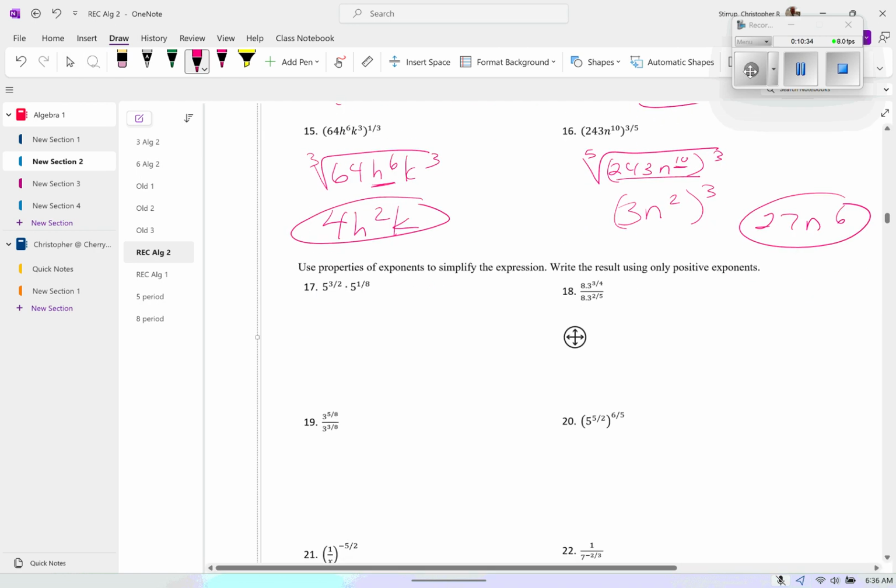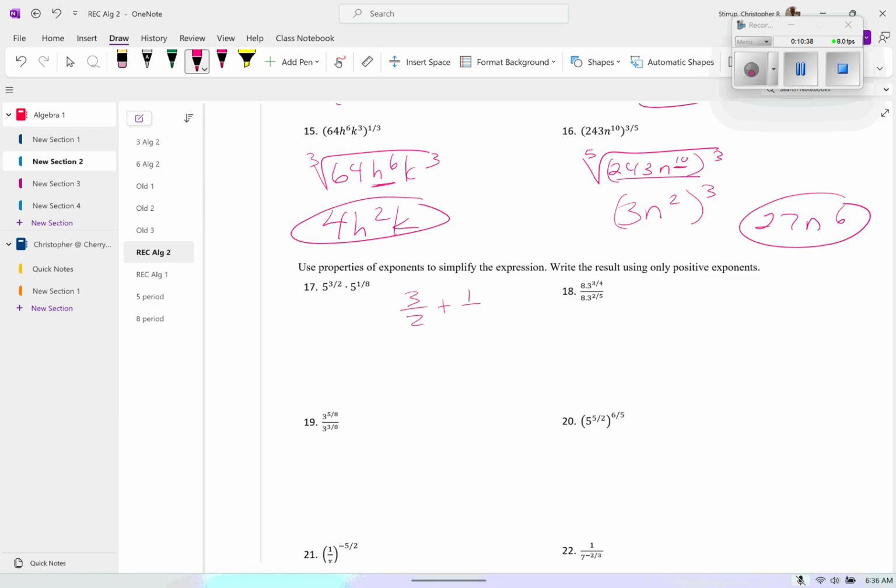Number 17, like bases, let's add the exponents. So I get 3 over 2 plus 1 over 8. Common denominator, we're going to get, let's multiply that by 4 and 4. So I'm going to get 12 over 8 plus 1 over 8, which is 13 over 8. So I get 5 to the 13/8.